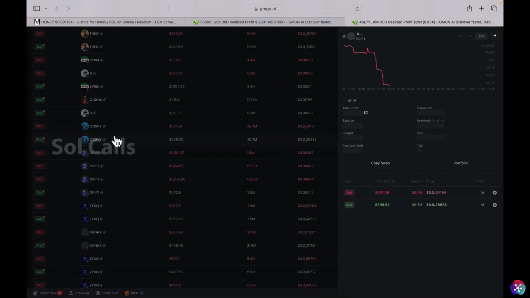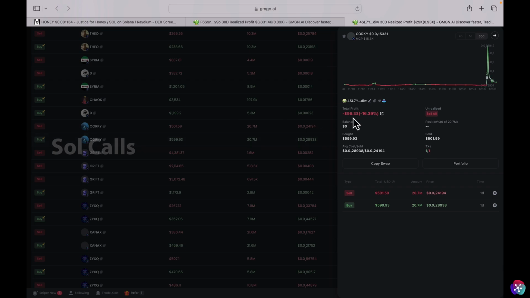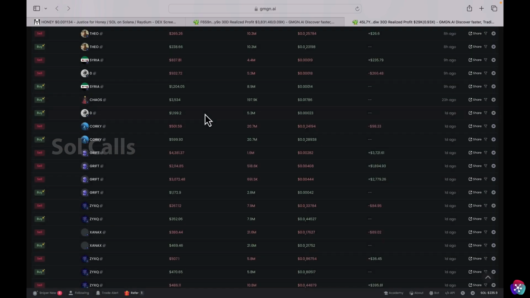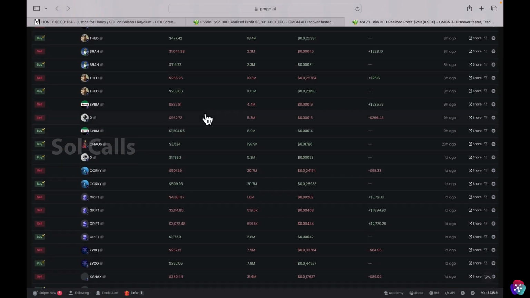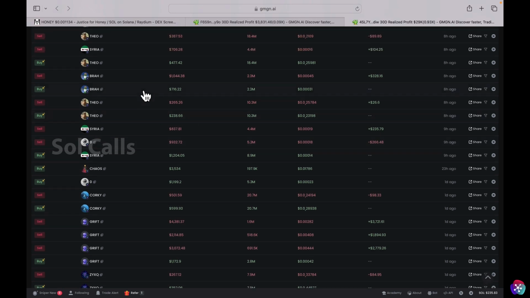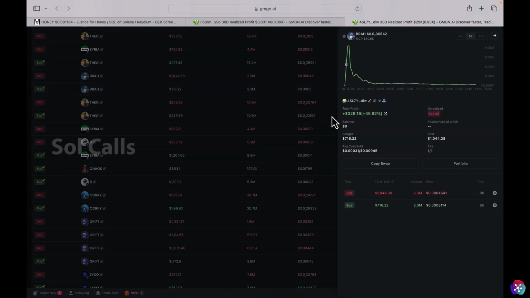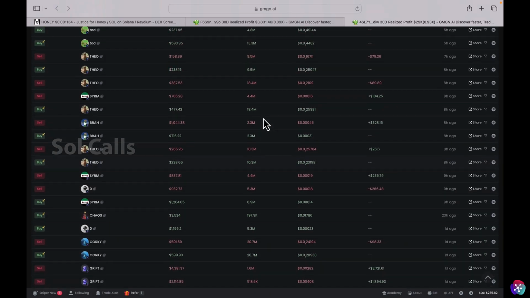Let's check this one. He lost money, but not much. He put $600, but he lost almost $100. He knows how to jump into different tokens, and if the token runs, he will keep his tokens, and if the token doesn't perform well, he will sell those with low loss. For example, this one, he made a good profit in here as well, about 50%.